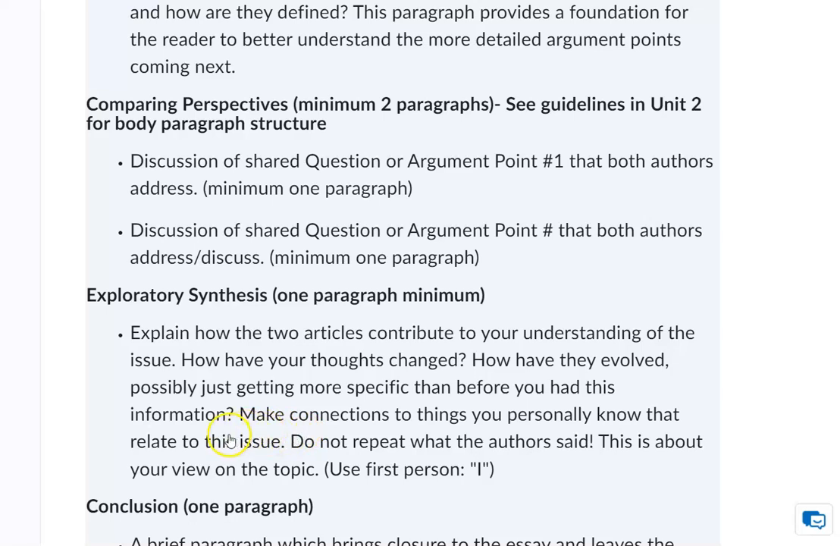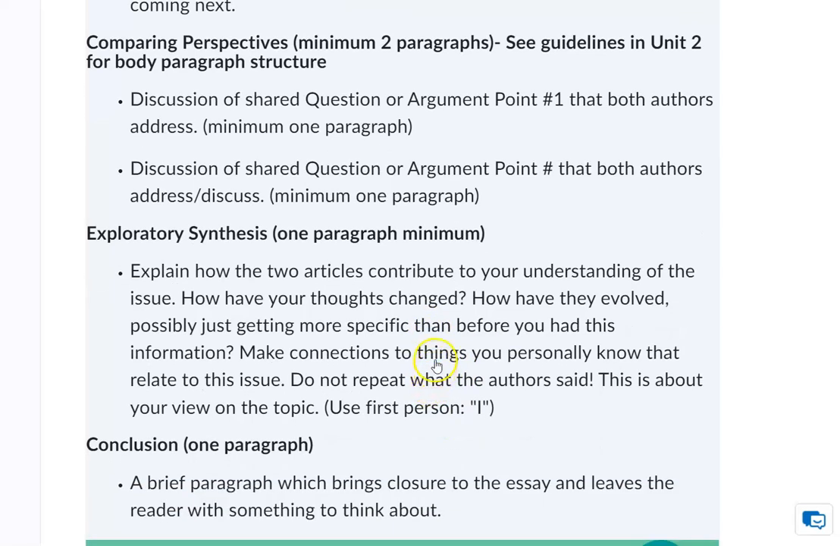What connections can you make to your own personal life or to people in your life? So you're not just repeating what the author said. This is about your view on the topic based on what you've learned, but also your own experiences. So you're going to be using the first person I in this particular paragraph, whereas the rest of the paragraphs will be in third person.